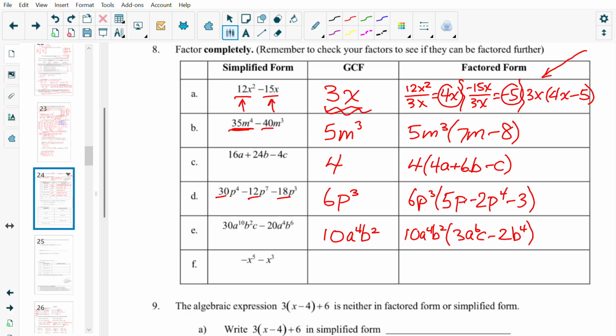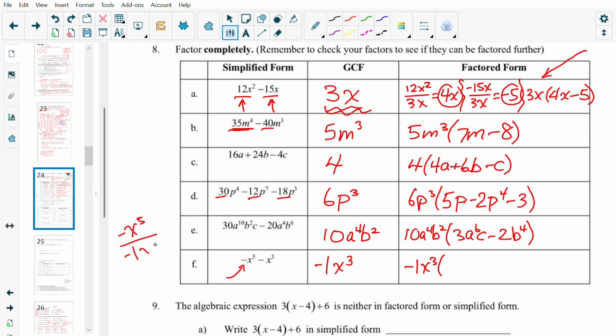All right, negative x to the 5th minus x cubed. Anytime I have a negative sign in the beginning, I'm going to say negative 1 is part of my greatest common factor. A general convention we like to use is that any of the lead terms, we want it to be positive. Okay? Now, I have an x and an x. What's the greatest common factor of x to the fifth and x to the third? Lowest exponent. So I factor out a negative 1x cubed.